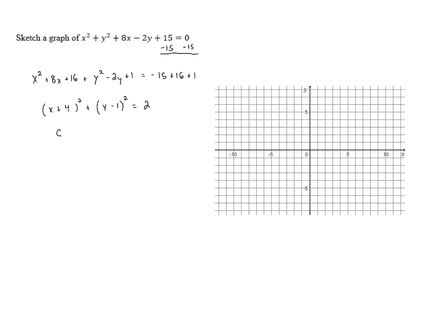and we can figure out the center and radius for this circle. The center is going to have coordinates h, k, and in this case, h is going to be negative 4, and k is positive 1. Remember, the values of h and k are the opposites of the constant terms, along with the x and y. And then we know that the radius is going to be the square root of this constant, because this constant is the radius squared. If we take the square root of that, we get root 2, which is approximately 1.4.